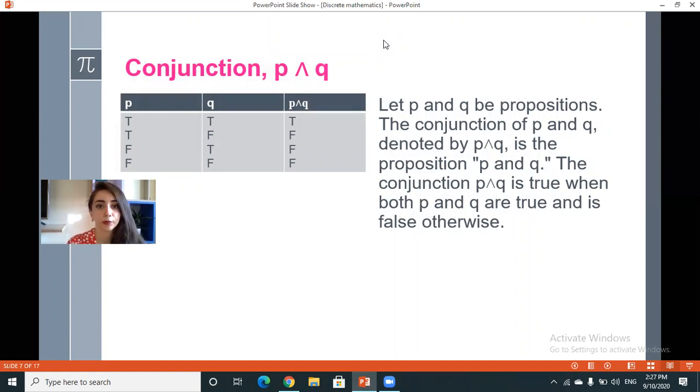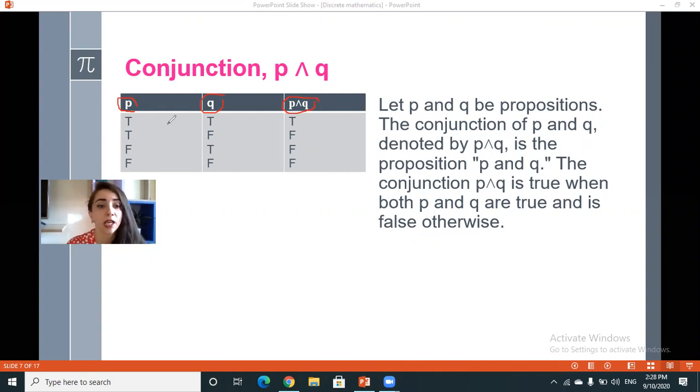Let me annotate. Can you see the screen? Yes. Okay. Let P and Q be propositions. The conjunction of P and Q, denoted by this sign, is the proposition P and Q. It means that the conjunction of P and Q is true when both P and Q are true, and it's false otherwise.